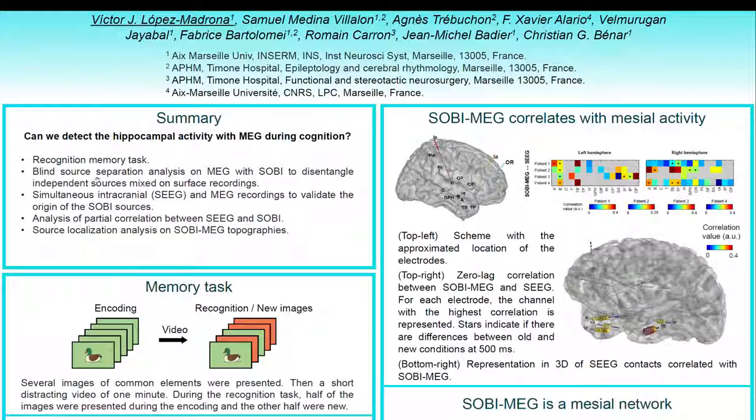Second, we have used blind source separation analysis on MEG, like independent component analysis, so we can disentangle and separate different sources that mix on surface recordings. Third, we have used simultaneous intracranial and MEG recordings, so we have the same information inside the brain and also outside the brain. Fourth, we have done an analysis of partial correlation between ECG and these independent components. And finally, we have applied source localization on the components that we have carried on MEG topography, so we can confirm the localization of our components on MEG.